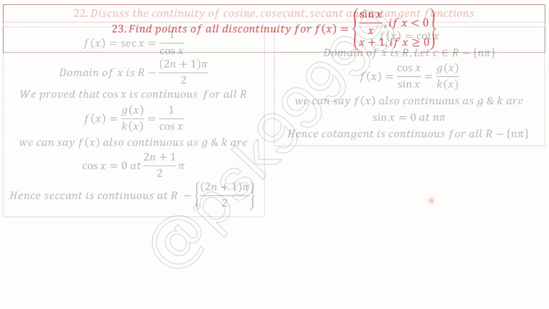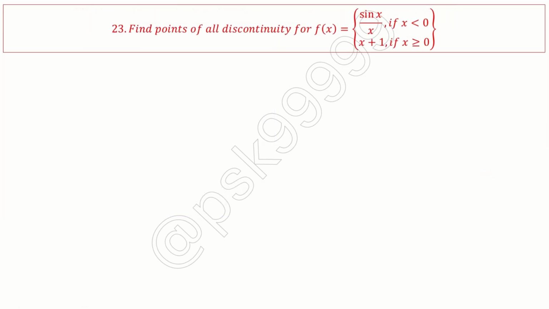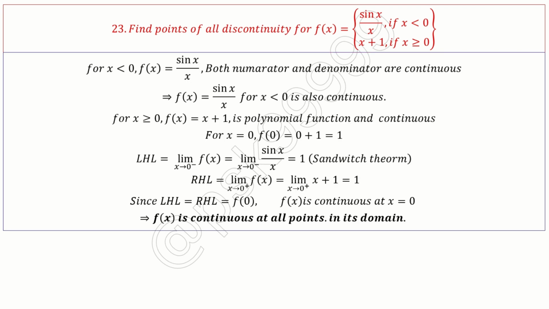Next, find all points of discontinuity for f of x equal to sin x by x if x is less than 0, x plus 1 if x is greater than or equal to 0. We know that we need to check only the point of contention, which is x equal to 0. Correct? Rest all we know that sin x is continuous, x is continuous, so sin x by x is a continuous function, x plus 1 is also a polynomial, so it's a continuous function. So let's check at x equal to 0, what happens?